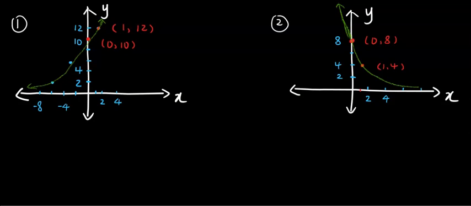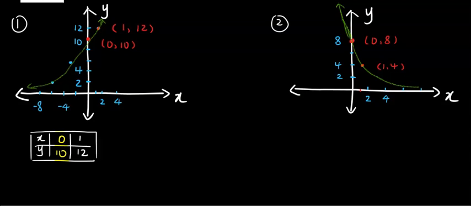All right, let's go back to the first one. We only have 2 points, but they are two valuable points. I'm going to write down these 2 points in the form of a table. Why? Because in the previous videos, I have shown you how to write rules by looking at the table. So we have 2 points. One is (0, 10). One is (1, 12). Whenever you see (0, 10), this tells us the y-intercept. As you can see here, (0, 10) is the y-intercept.